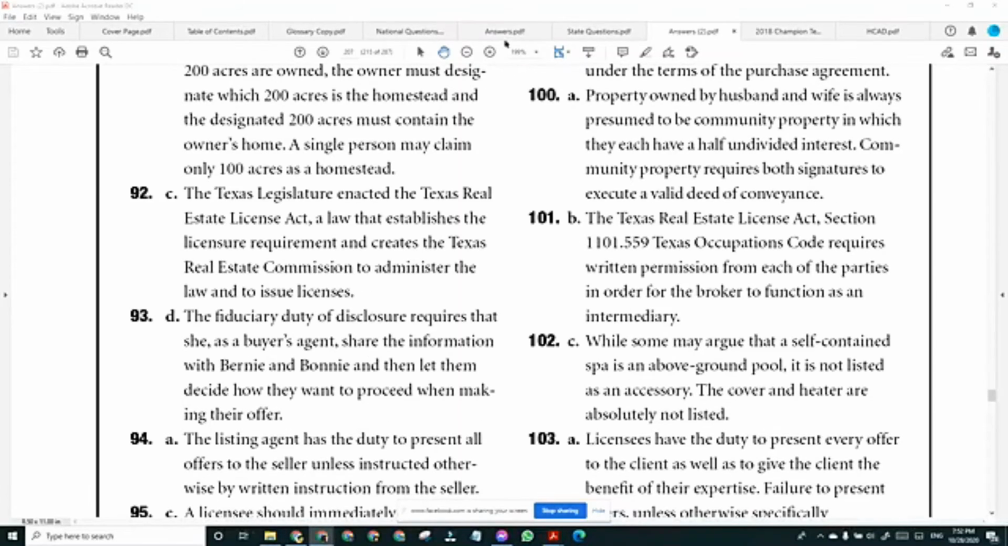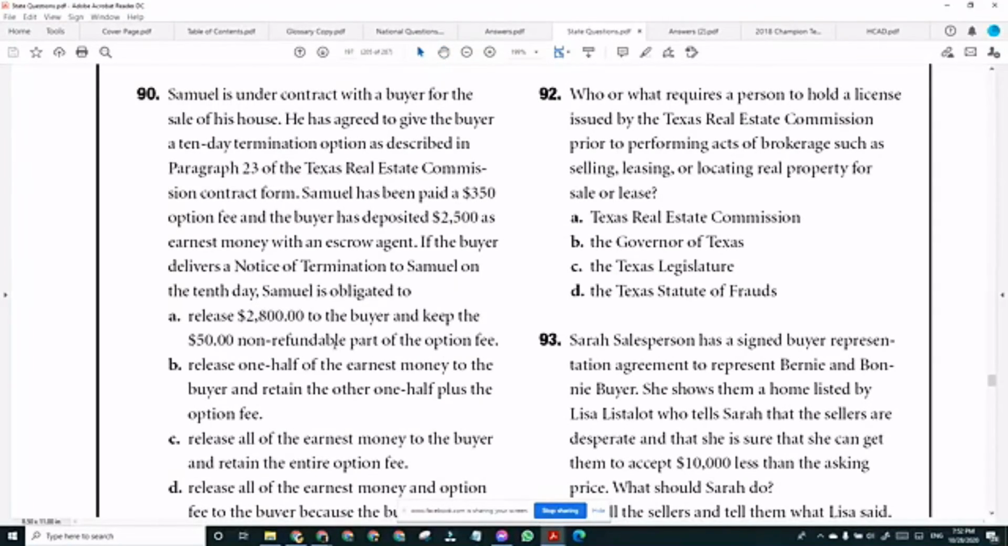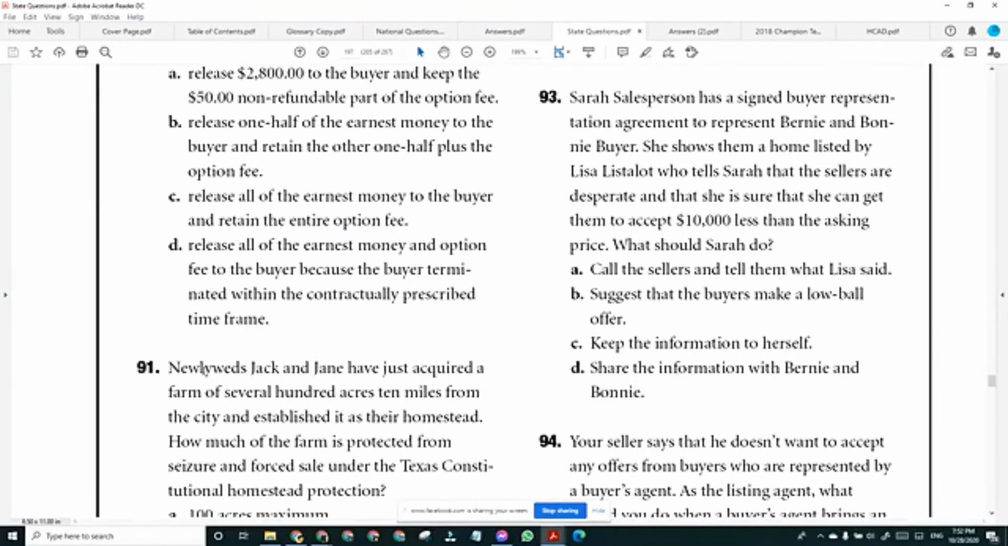All right, 93. Oops, I'm showing you the answers, right? Okay. Sarah, salesperson, has a signed buyer representation agreement to represent Bernie and Bonnie, buyer. She shows them a home listed by Lisa List-A-Lot, who tells Sarah that the sellers are desperate and that she is sure that she can get them to accept $10,000 less than the asking price. What should Sarah do? So Sarah represents the buyer, right? A, call the sellers and tell them what Lisa said. B, suggest that the buyers make a lowball offer. C, keep the information to herself. D, share the information with Bernie and Bonnie.